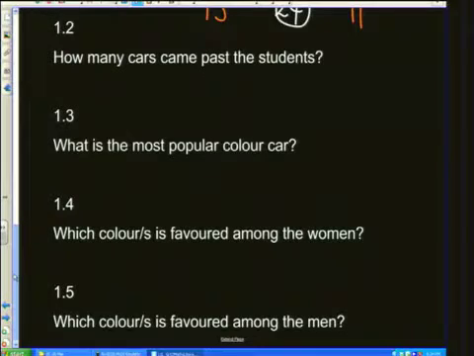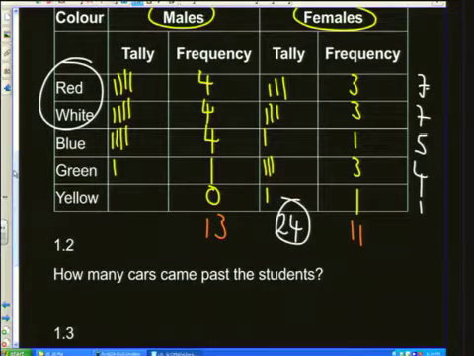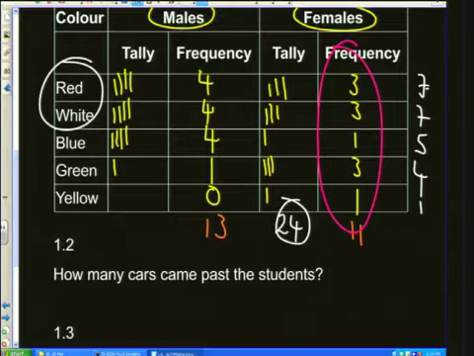James, you saw the question, but you didn't see the question. Okay. Right, let's have a look at our next question. Now, James, which color or colors is or are favored among the women? That would be red, white, and green. Absolutely. You're looking over here because we're talking females. So we know it's got to be in that column, and the one with the highest is red, white, and yellow.